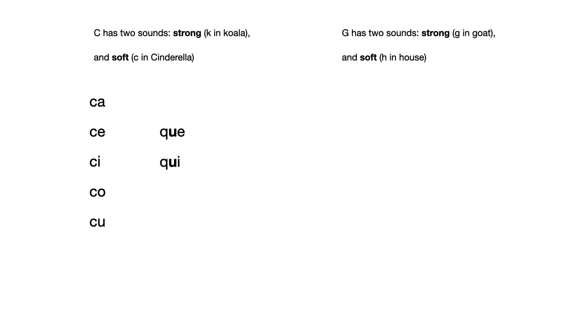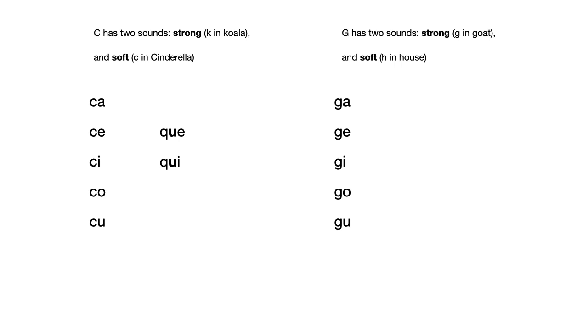There's another letter that does something very similar in Spanish, G. Again, from the previous video, I hope you will remember that G has two sounds, a strong one, g, like the G in goat, and a soft one, h, like the H in house, right? What happens with G when you combine it with the vowels? The same thing that happens with C. It uses the hard sound with A, O, U, and the soft sound with E, I. So let me read this column for you. Ga, he, hi, go, gu. Again. Ga, he, hi, go, gu.